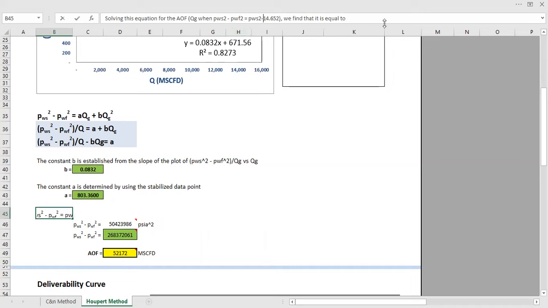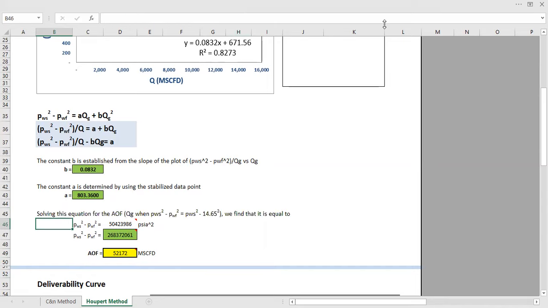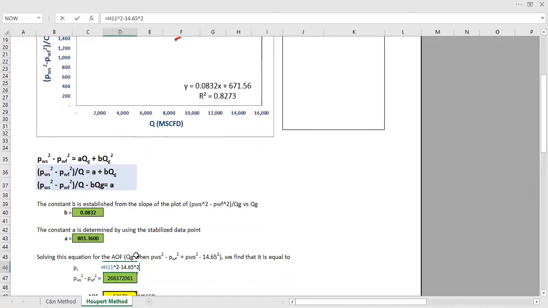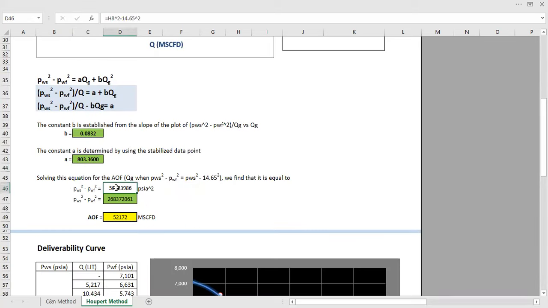All right. So yeah, okay. So we deal with this one first. We get this PWS at the stabilized data point, 7,121 squared, but minus 14.65 because we want to achieve absolute open flow. All right. We will deal with this one first.